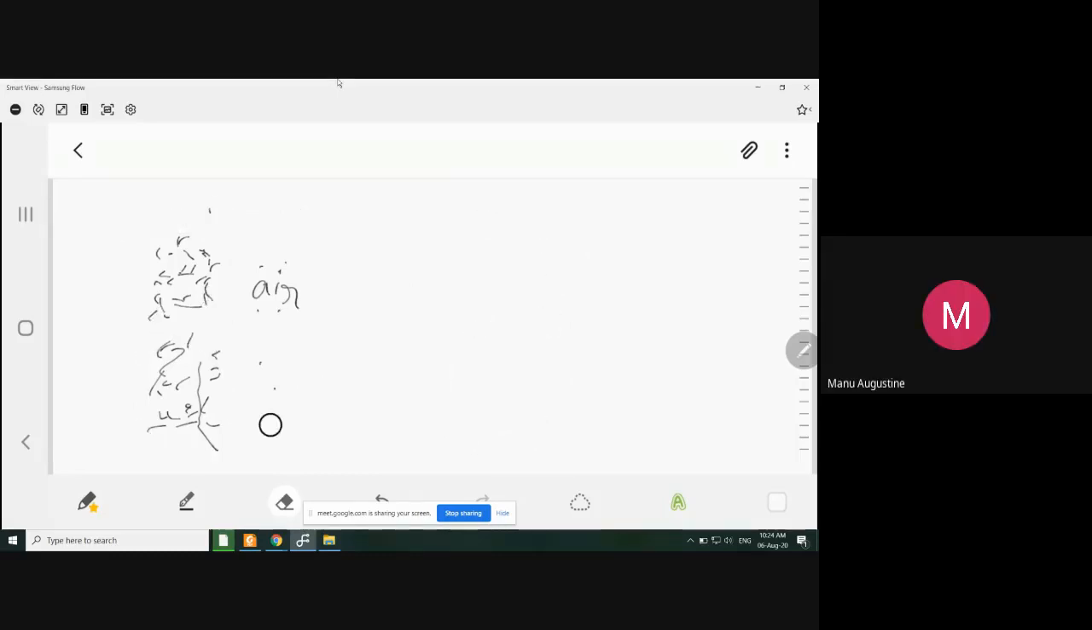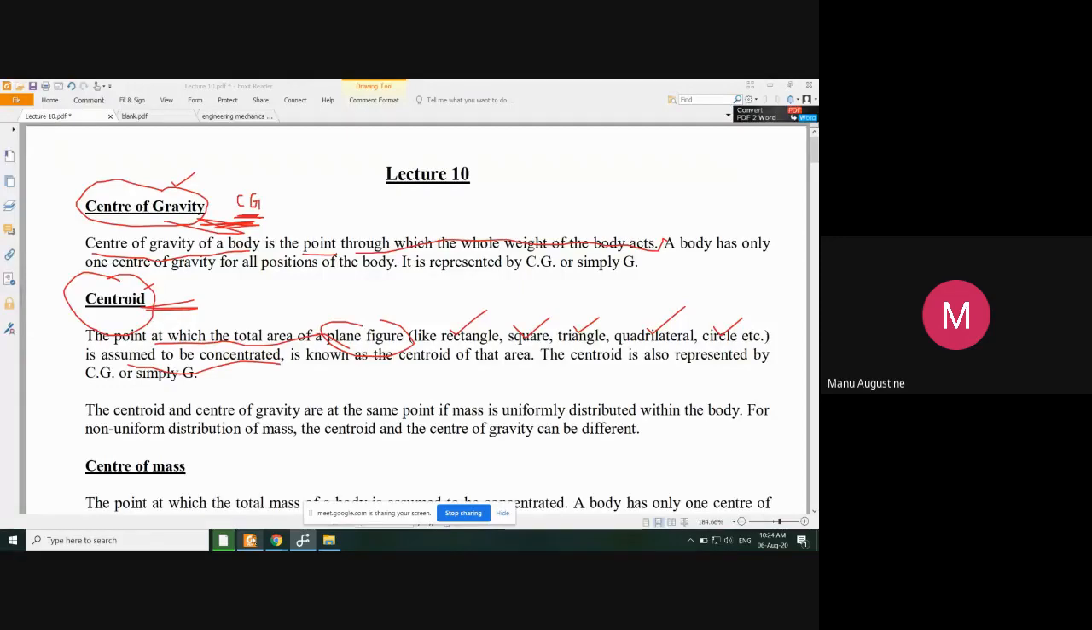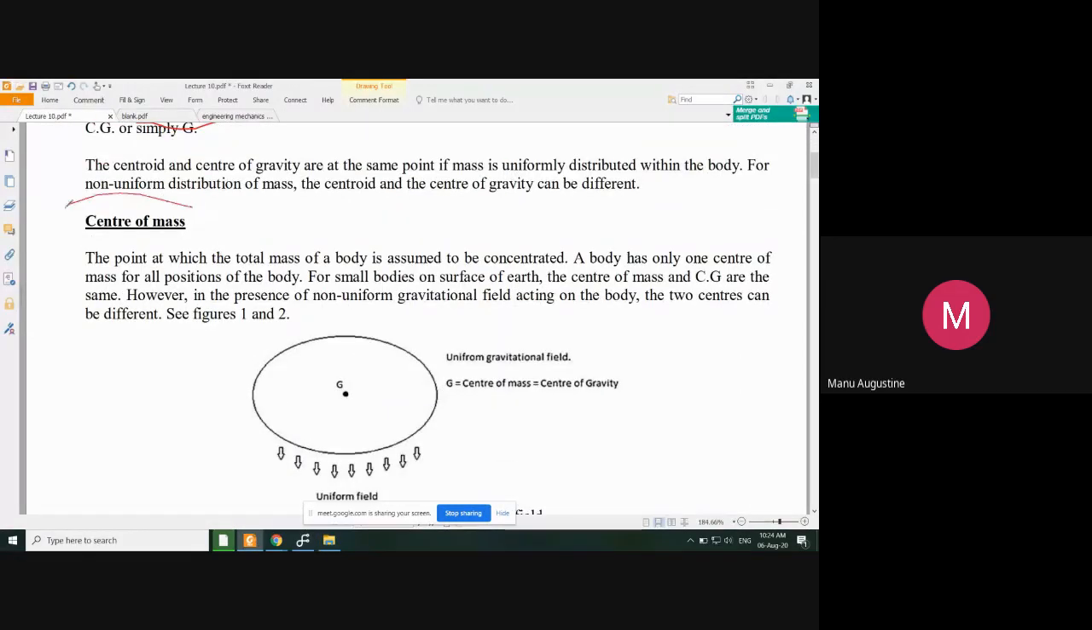Okay. Now let us move on to further concepts. Let us see which is the next concept in line. Center of mass. Center of mass is again a very similar concept. It can be defined as the point at which the total mass of the body is assumed to be concentrated.